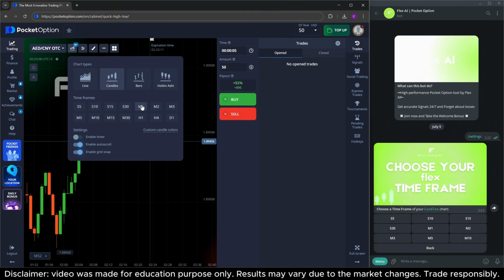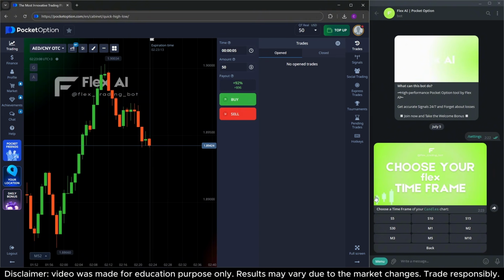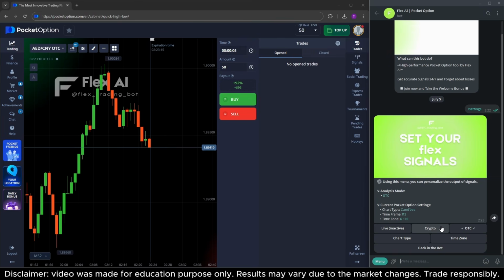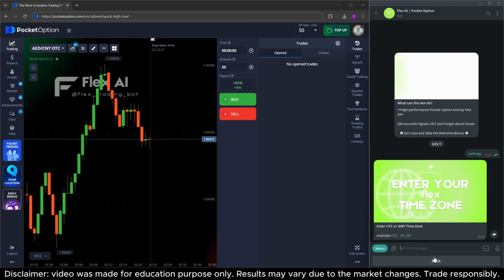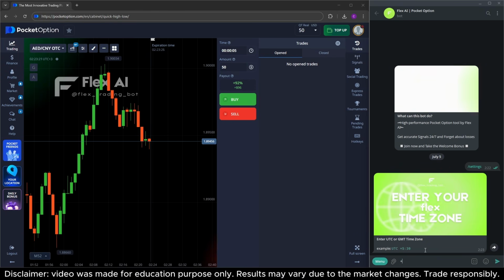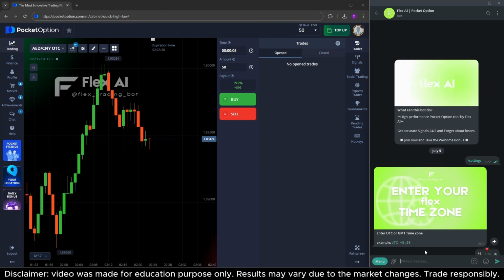Live assets, OTC or crypto. Set your own chart type, time frame, and the most important, your time zone. Flex AI will fully synchronize with your own Pocket Option account. When all the settings are set, let's proceed to the first Flex trading session.